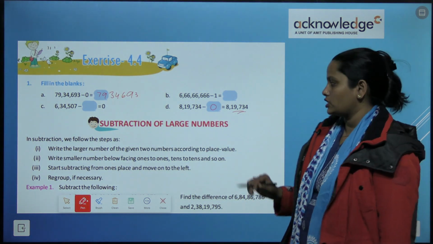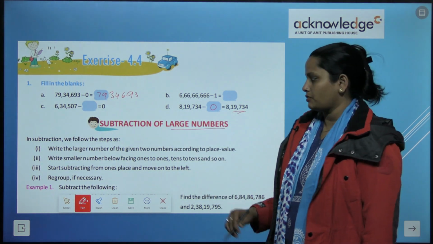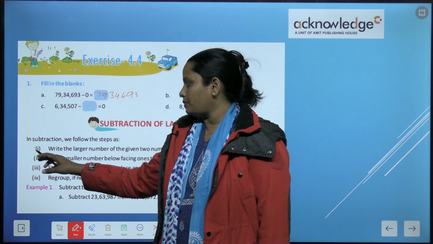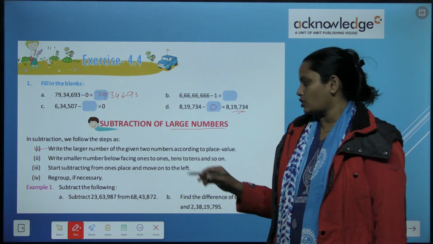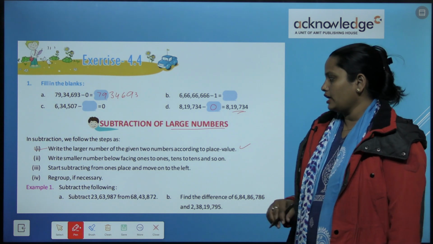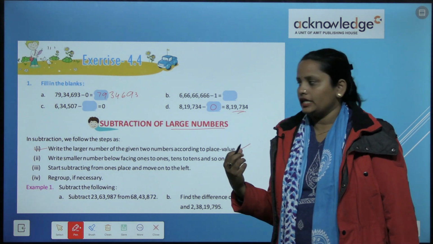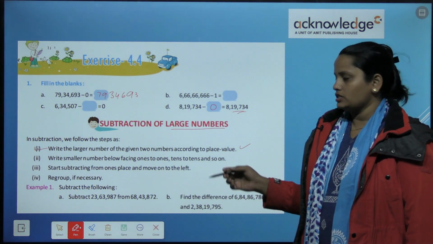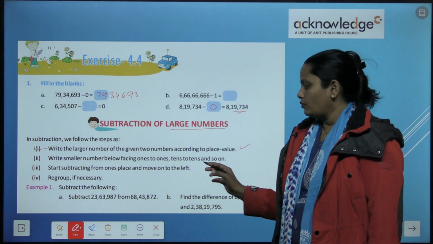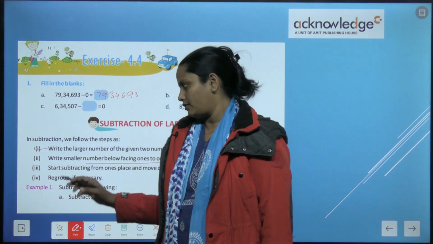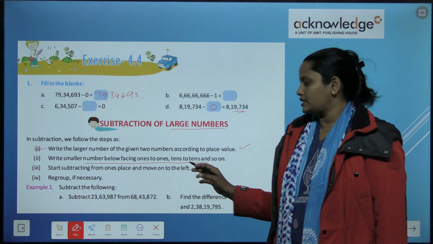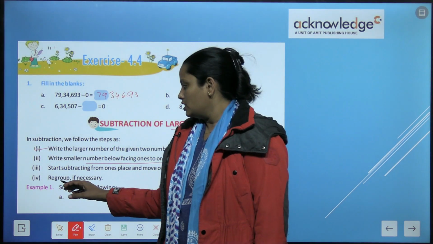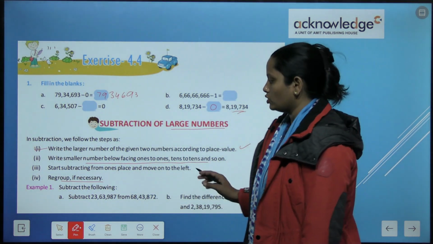Now let's learn subtraction of large numbers. Large numbers का subtraction कैसे कर सकते हैं. In subtraction we follow the steps. कुछ steps को हम follow करते हैं. पहला है write the larger number of the given two numbers according to the equation. जो biggest number है उसे प्लेस वैल्यू के अकॉर्डिंग लिखेंगे. Write smaller number below, facing 1 to 1, tens to tens and so on. और जो स्मॉलर नंबर है उसे वंस टेंस के अकॉर्डिंग हमें लिखना है. Start subtracting from one's place and move on to the left. हमें जो वंस प्लेस से सब्ट्रैक्ट करना है और लेफ्ट की तरफ चलते जाना है. Regroup if necessary, अगर जरूरी है तो रीग्रुपिंग भी करें.